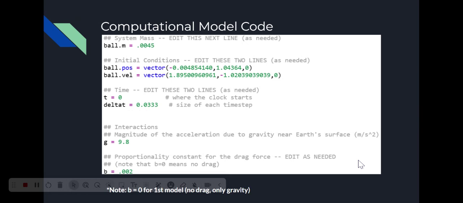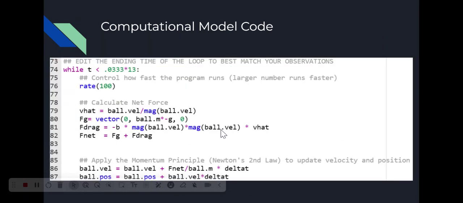And so we plugged this data into the computational model. We plugged the mass in. We plugged in the data for the position vector and velocity vector and updated the time and delta t. We set the magnitude of the acceleration due to gravity to 9.8, and I guessed and checked to find the proportionality constant for the drag force, and I ended up deciding that the b was 0.002, but please note that for the first model, where there's no drag, only gravity, b is equal to 0. Because when we plug it into this part of the code, we set the t time to equal the time ran for the observed model.